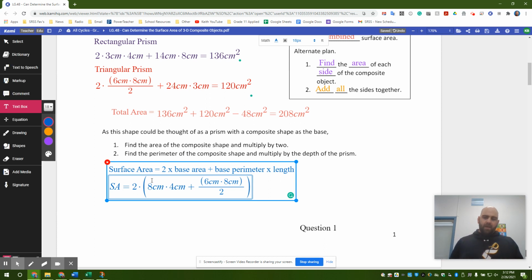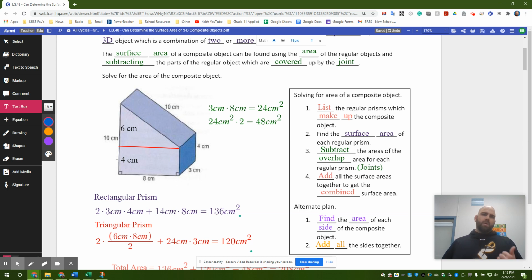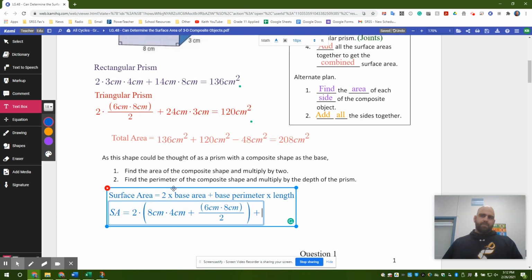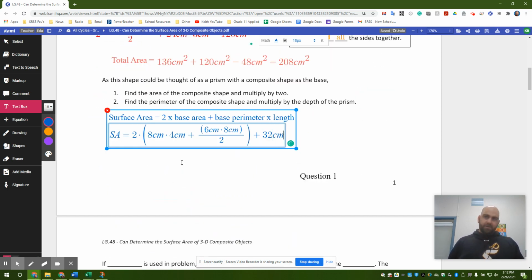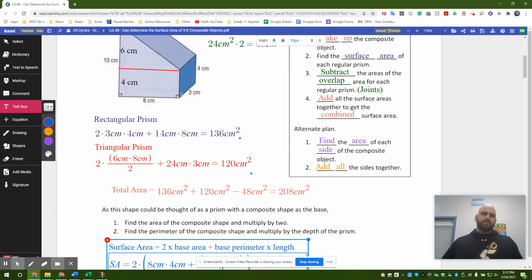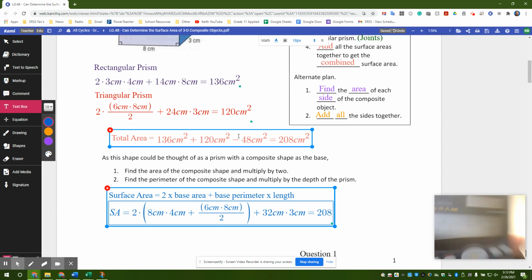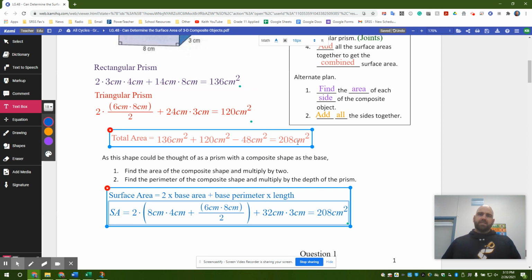Now that's a lot of work here. But then all we do is add our base perimeter, which is the distance around. So I've got 10, 8, 4, and 10. So that's 20, 28, 32. Plus 32 centimeters times the 3 centimeter length, which is this little bit right here. When we multiply that all together, 2 times, and then 8 times 4 plus 6 times 8 divided by 2 plus 32 times 3, and wouldn't you know it, if you look at my calculator in the corner there, 208 centimeters squared, which is in fact exactly the same as what we got using the first method.